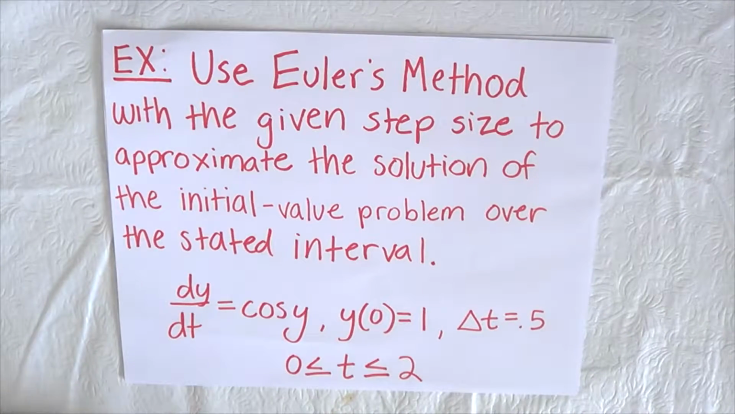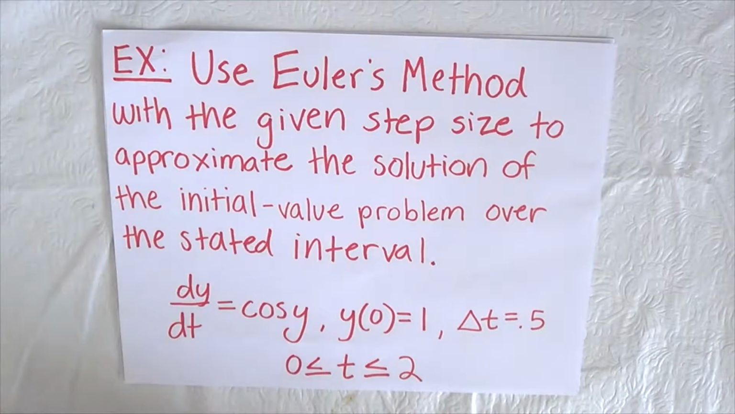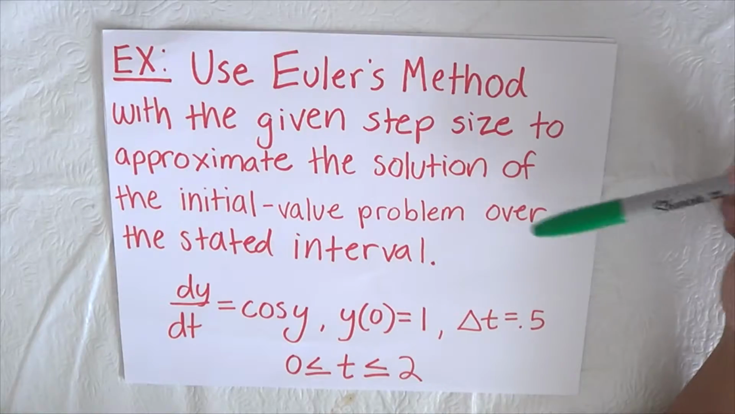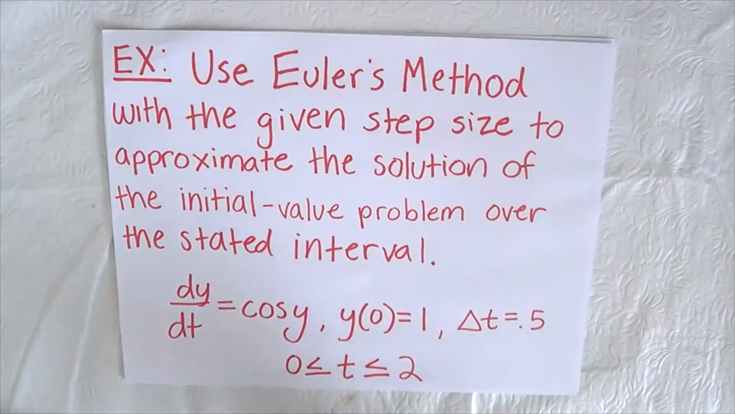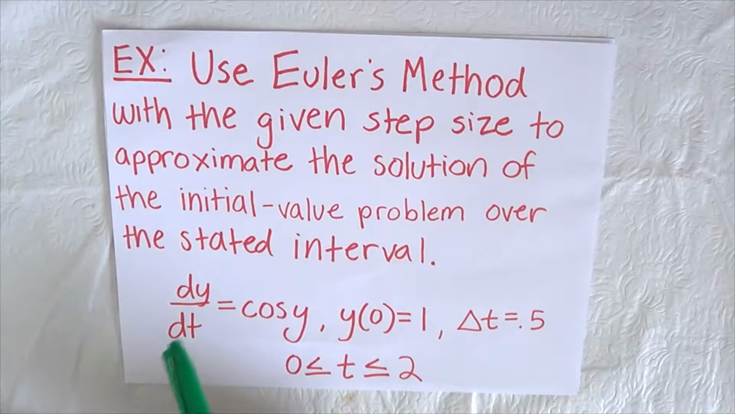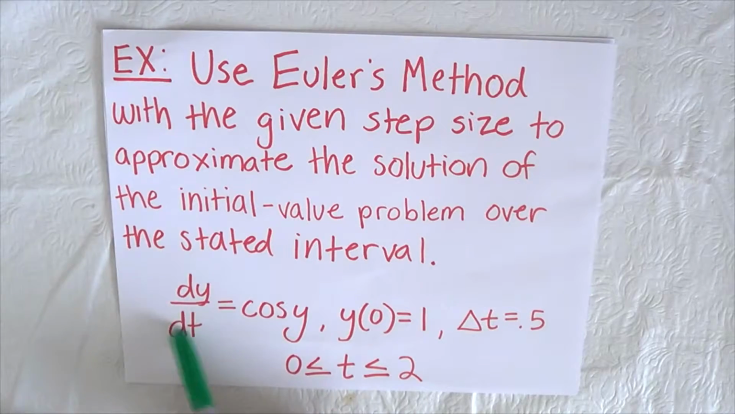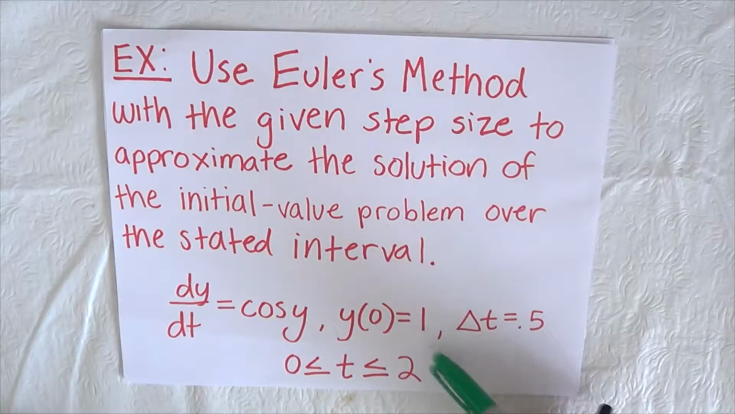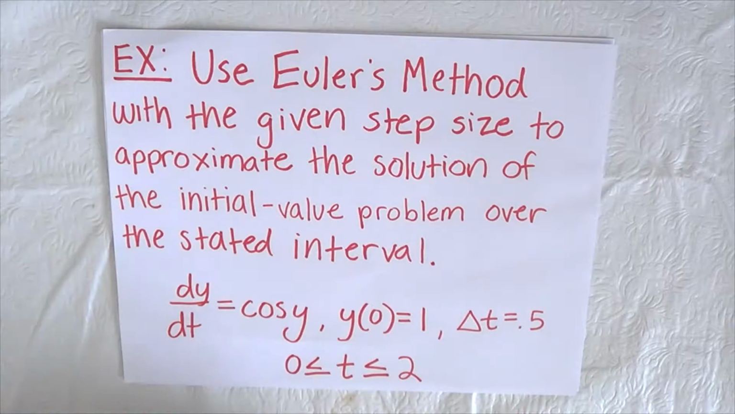Hello guys, so today we'll be doing an example of Euler's method. So let's read the question. Use Euler's method with the given step size to approximate the solution of the initial value problem over the stated interval. We are given an initial value problem, dy/dt equals cosine y, and y of 0 equals 1, that's our starting point. Delta t is 0.5, that will be our step size, and our interval is 0 to 2.